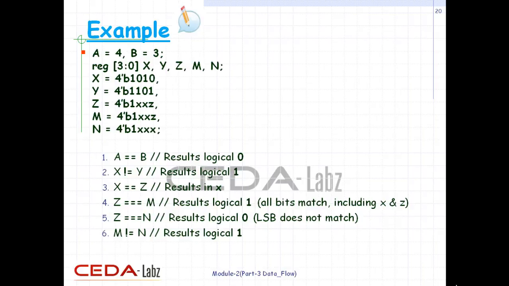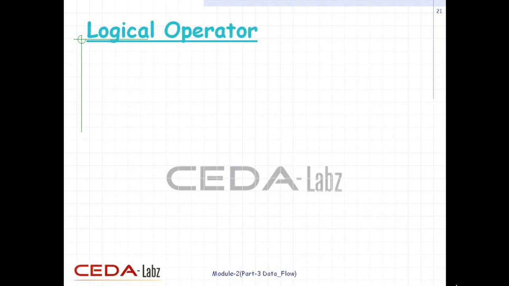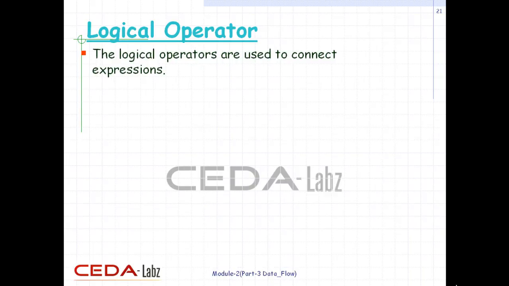Third, is X equal to Z? No, because operand Z contains X and Z bits, and the operator in use is logical equality, which cannot compare X and Z bits. Hence, it results in an X. In the fourth one, all bits are matching, that is why it is true and returns 1. In the fifth one, bit 1 does not match. Hence, it returns 0. And in the last one, is M not equal to N? Yes, because the LSB does not match. Hence, it is true.